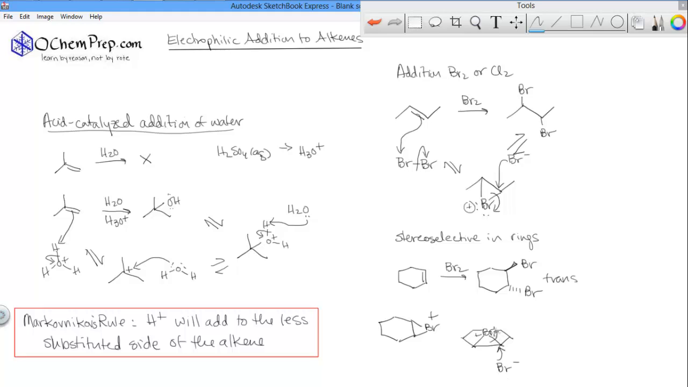So bromide will come in from the bottom and break that bond, and you will form, I'm going to keep my ring flat so you can see what's going on here. Here's the bromide, and here's the bromonium Br. And if you look, they're on opposite sides. So when you add bromine and chlorine across a double bond in a ring, you get a trans addition of the bromine.